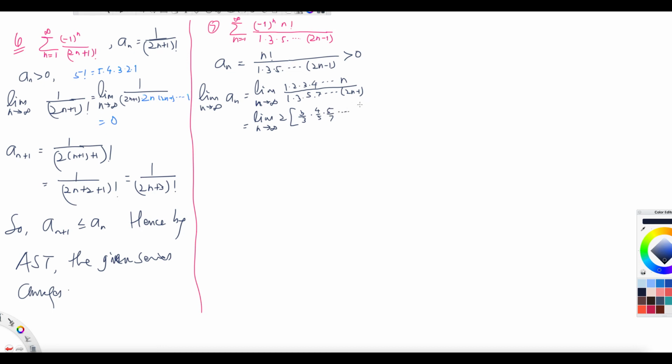What would be the last term? n over, you see that? What would be the last term? That will be (2n-3). You see that?